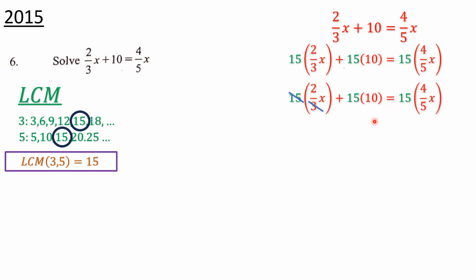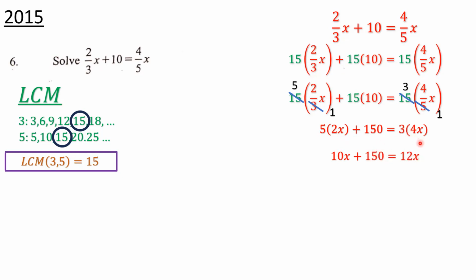How many times can 3 go into itself? 3 goes into itself 1 time, and 3 goes into 15 5 times. How many times does 5 go into itself? 5 goes into itself once, and 5 goes into 15 3 times. And so we multiply, this is very important, we multiply 5 by 2x. So we have 5 times 2x, and we have 15 times 10, which is 150, and then 3 times 4x. What is 5 times 2x? Well, 5 times 2x is going to be 10x, because 5 times 2 is 10. You have the 150. 3 times 4 is going to be 12, so it's going to be 12x.